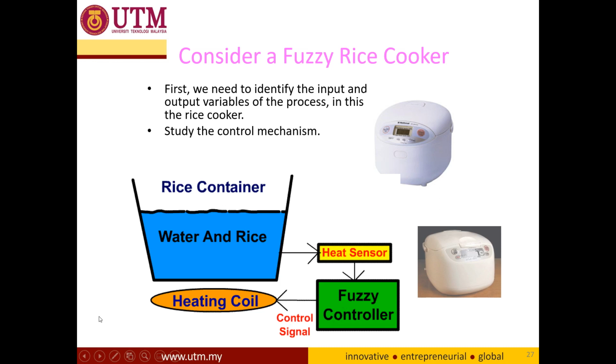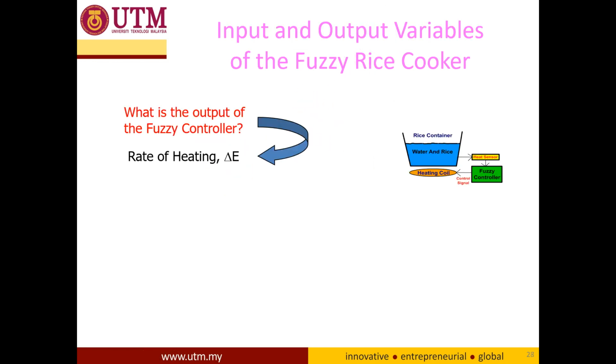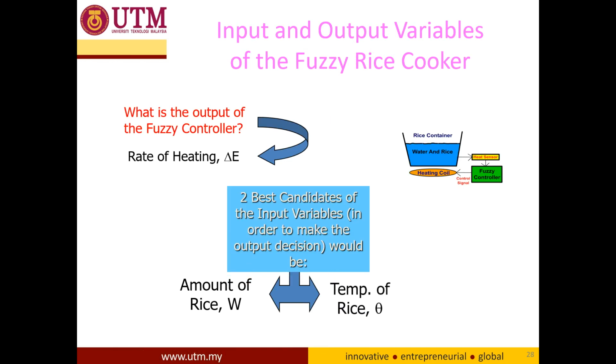So the goal here is to cook the rice optimally, right? So what are the inputs? Perhaps the two best candidates of input variables in order to make the output decision would be the amount of rice and the temperature of rice. Why? Perhaps this is the most logical choice of inputs. If you have more rice, then perhaps you have to cook longer and generate more heat, I guess. And the temperature of the rice or the water will determine how much heating you have to provide. So the output of your controller here would be the rate of heating.